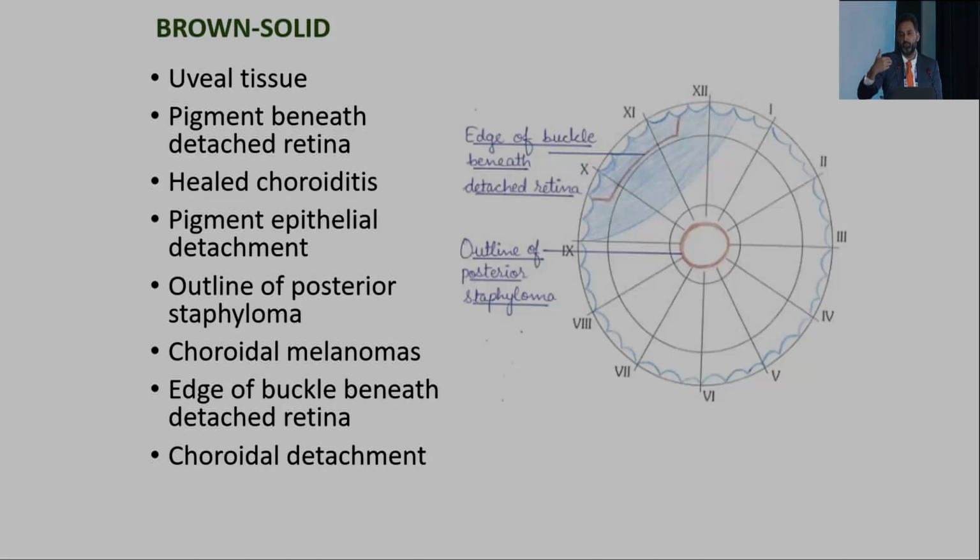Typically, your three most common things that you would highlight or show in brown are your choroidal masses, melanomas, metastasis, or any other masses. Your healed choroiditis, so active choroiditis is yellow. The healed choroiditis will be brown, and it will also show your tires and buckles if they are in place, if you're speaking particularly for post-operative eyes of retinal detachment.